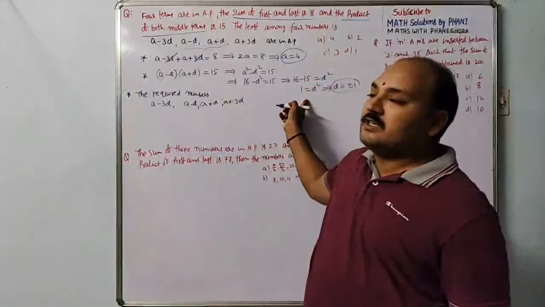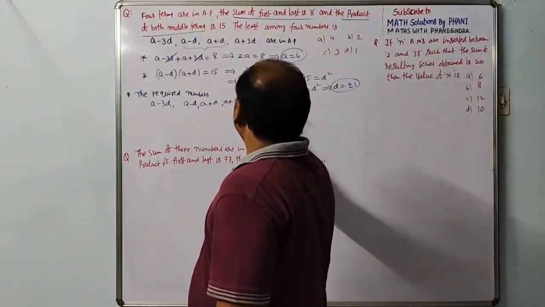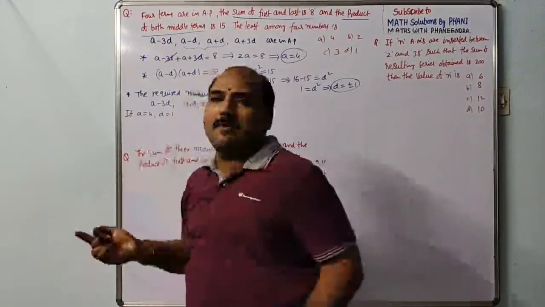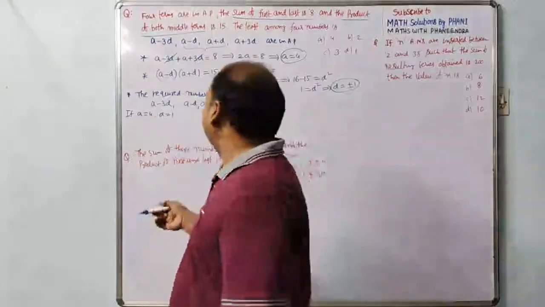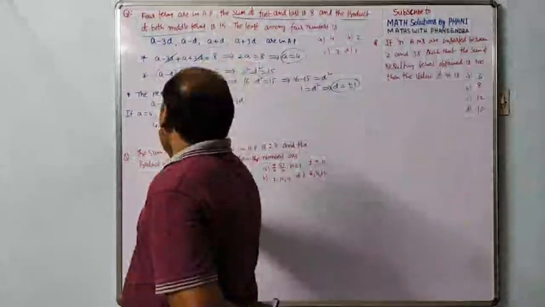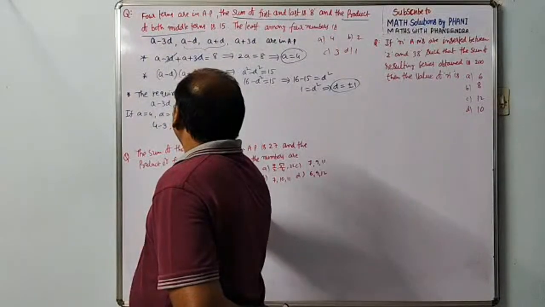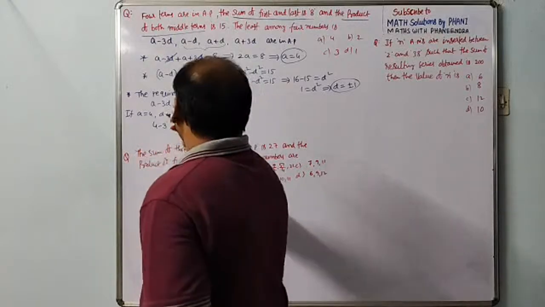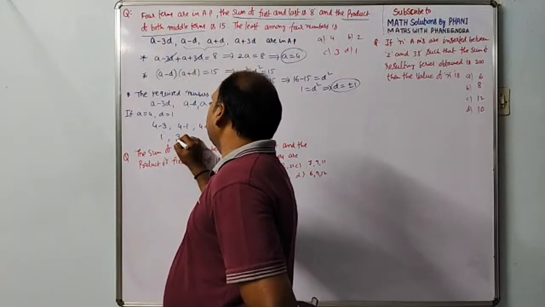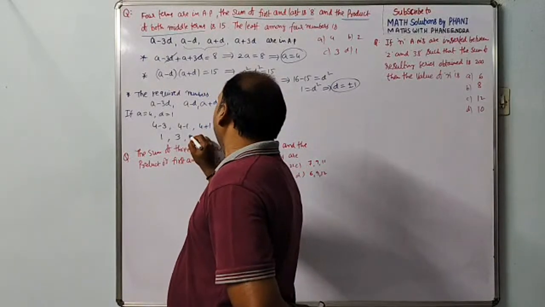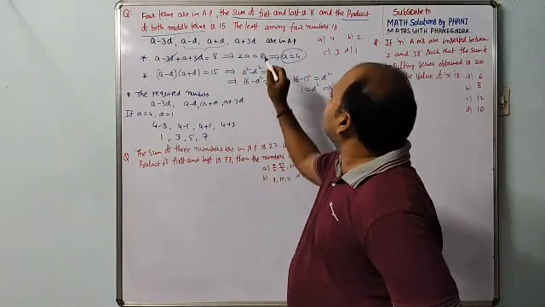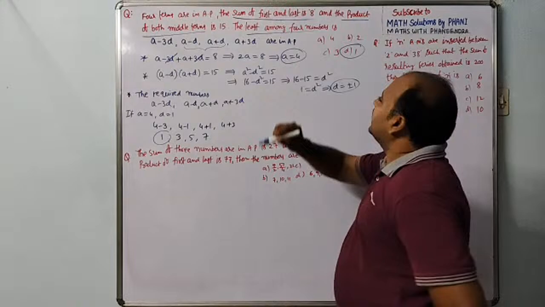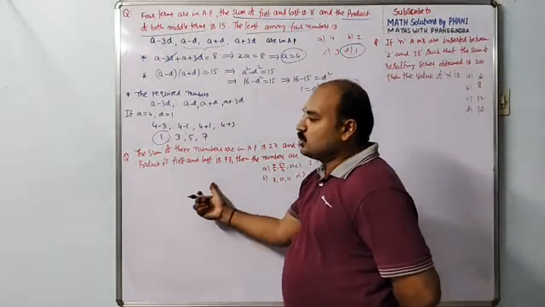So one by one we will take it. First case: if A equal to 4, D equal to plus 1, I am taking only one case, if you take the second, you will get the same. So 4 minus 3, 4 minus 1, 4 plus 1, 4 plus 3, because D is 1. So 4 minus 3 is 1, 4 minus 1 is 3, 4 plus 1 is 5, 4 plus 3 is 7. Among these, the least among the four is 1. So your answer is D. We will go to another question.